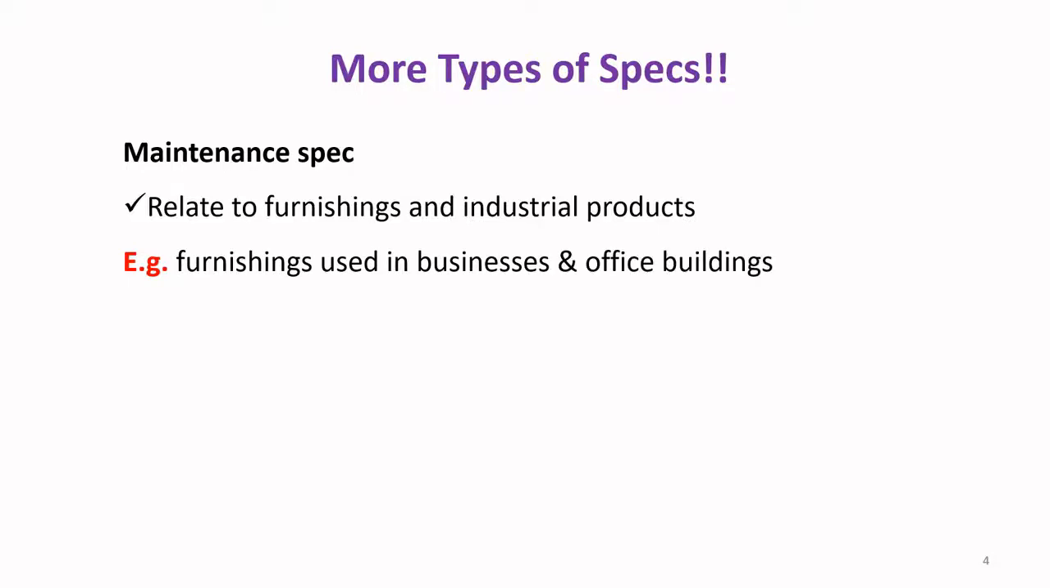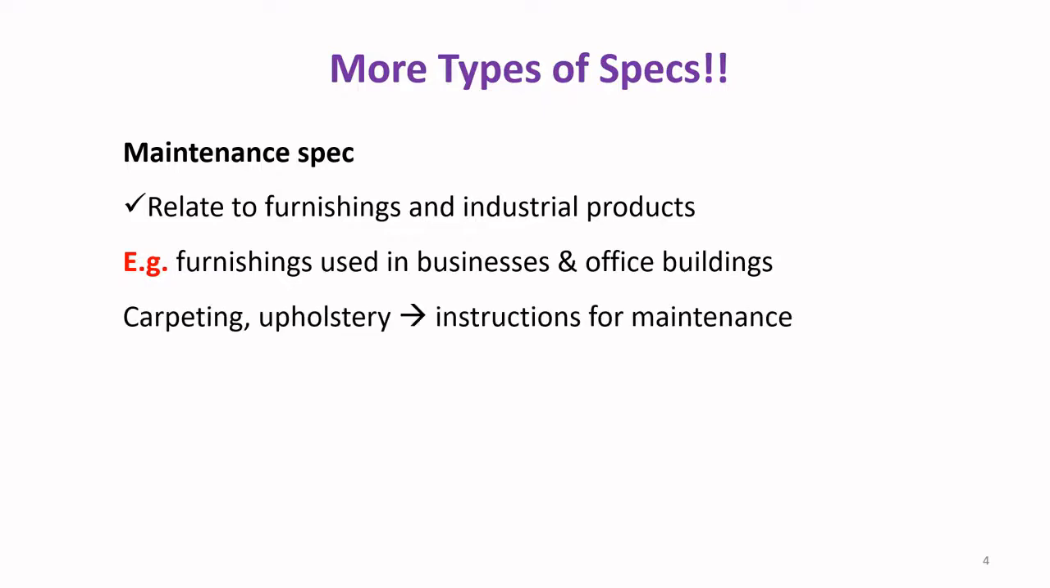So the furnishings used in businesses and office buildings, how are they to be maintained? That method should be included in the maintenance spec. Carpeting or upholstery, the upholstery that we have in the automobiles. You have to give the instructions for maintenance, how to maintain it.